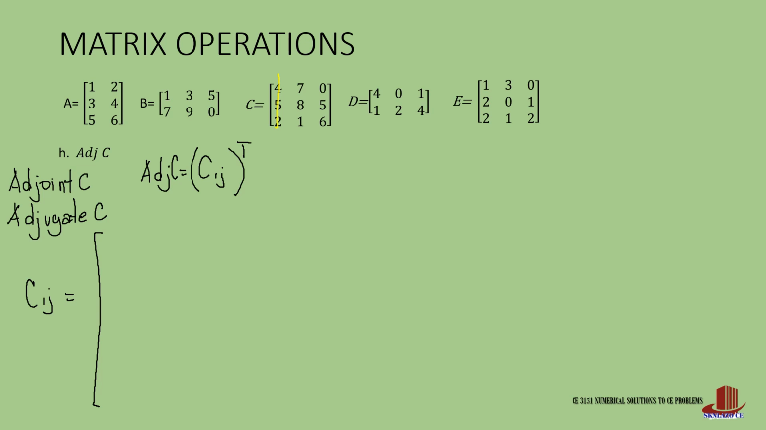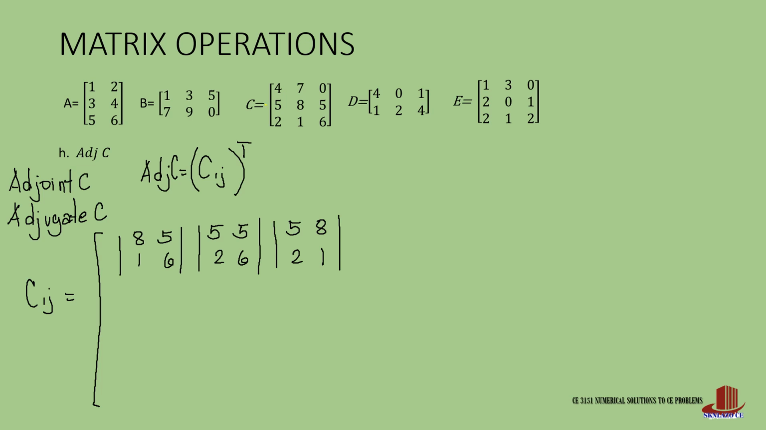Starting off with first row, first column, we would have the remaining minors, 8, 5, 1, 6. For the second, we would have 5 and 5, 2 and 6. And for the third, the remaining elements would be 5 and 8, 2 and 1. And that would be for our first row.